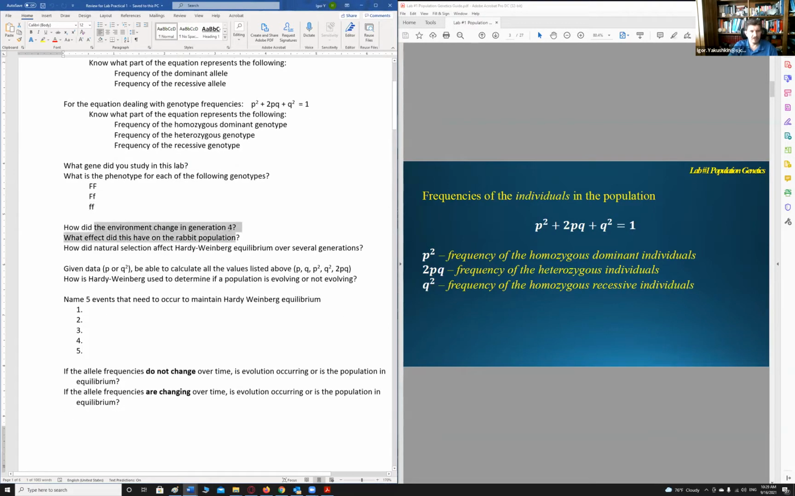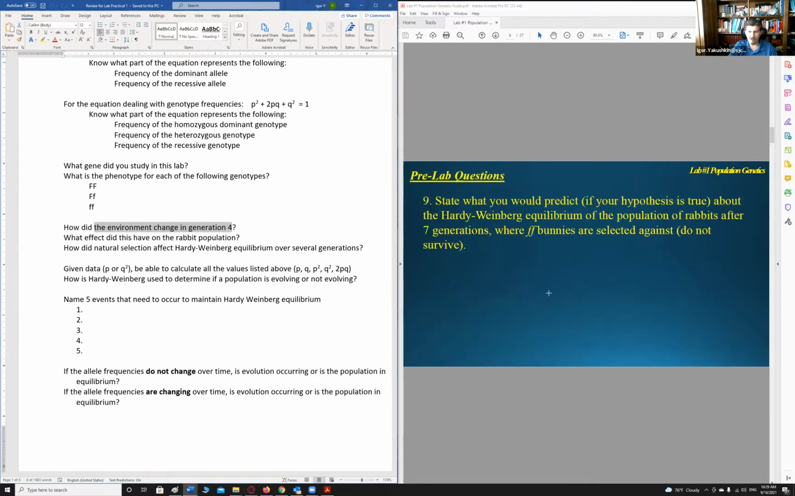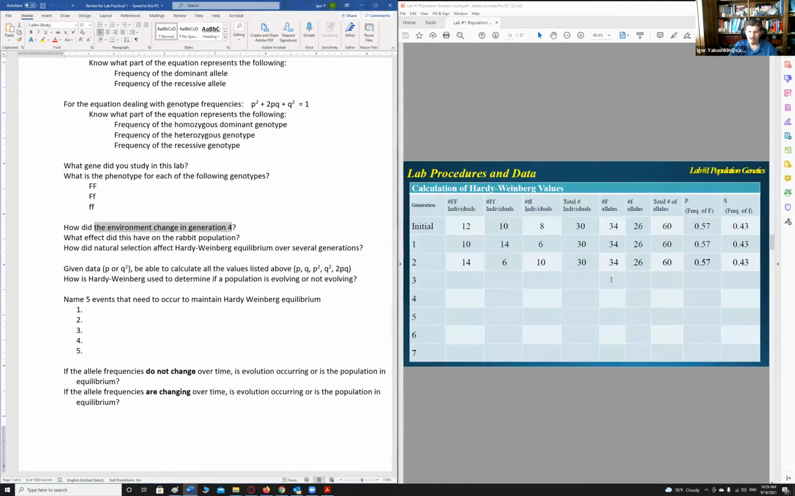How did the environment change in generation 4? That's referring to our lab. Remember the furry third ones. And then in generation 4, remember we added the natural selection, or directional. Now we have a specific direction. Nature is selecting the furry one, and the furless ones would be dying off.